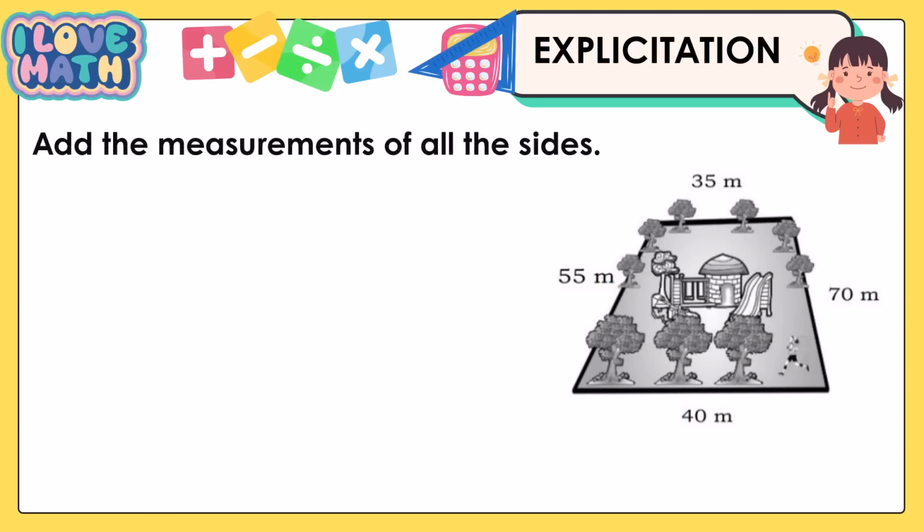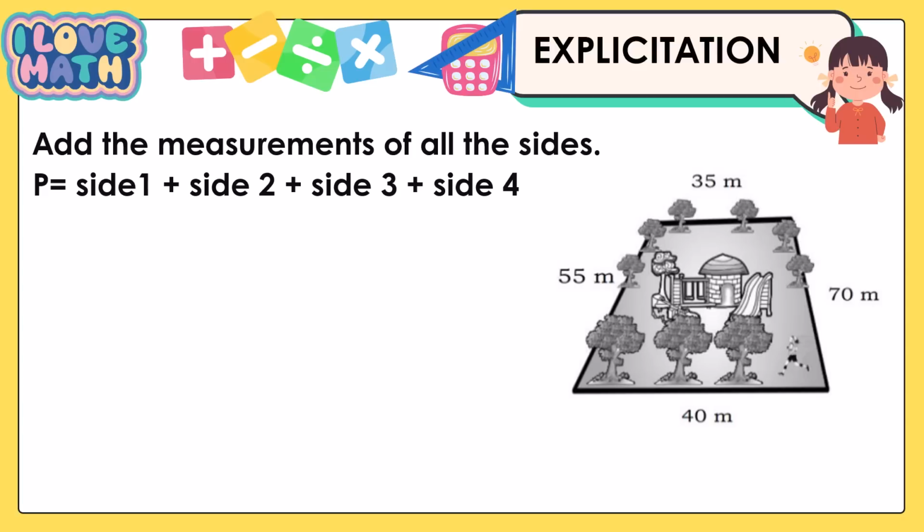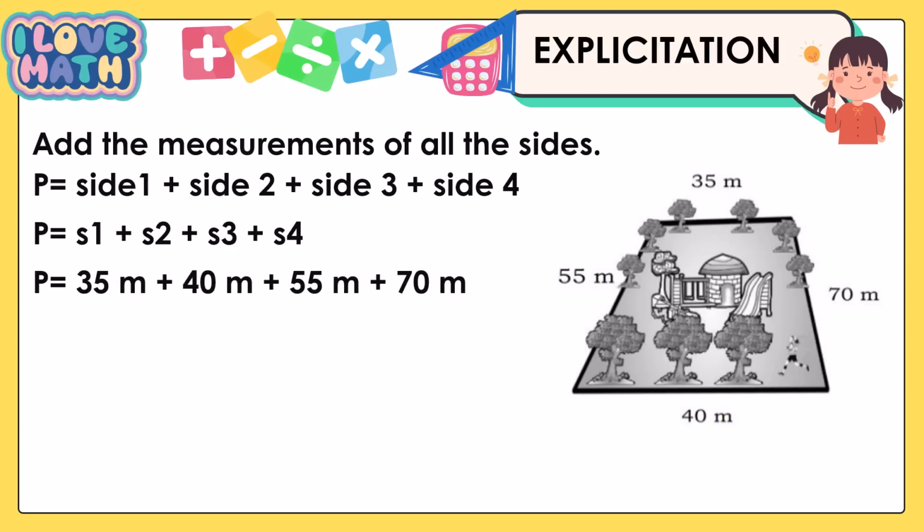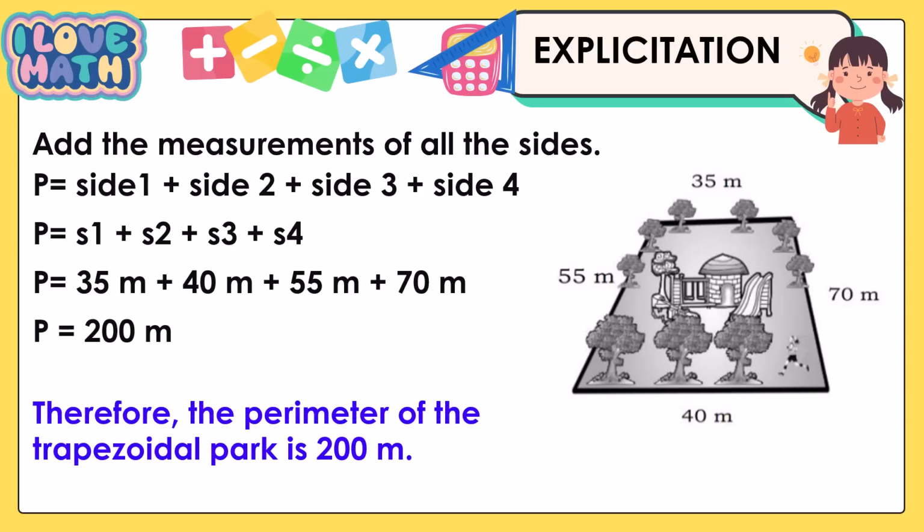Add the measurements of all the sides. P is equal to side 1 plus side 2 plus side 3 plus side 4. P is equal to S1 plus S2 plus S3 plus S4. P is equal to 35 meters plus 40 meters plus 55 meters plus 70 meters. P is equal to 200 meters. Therefore, the perimeter of the trapezoidal park is 200 meters.